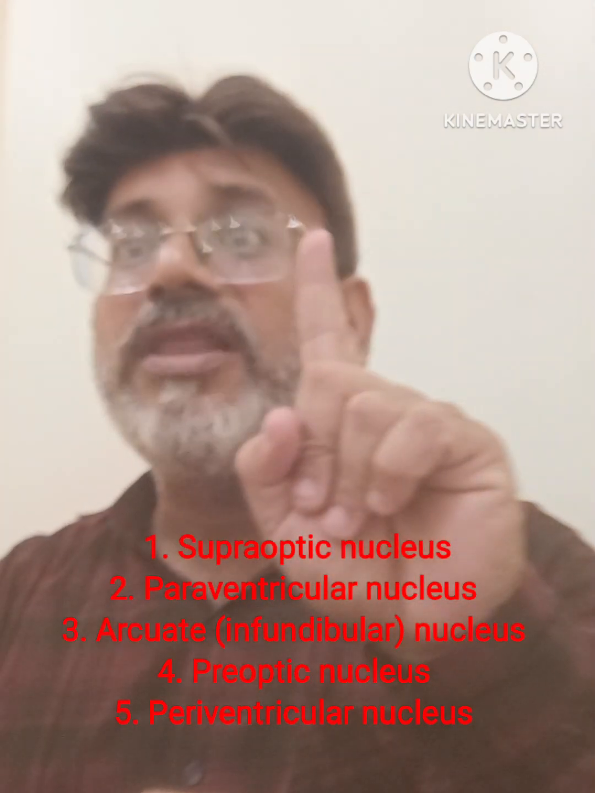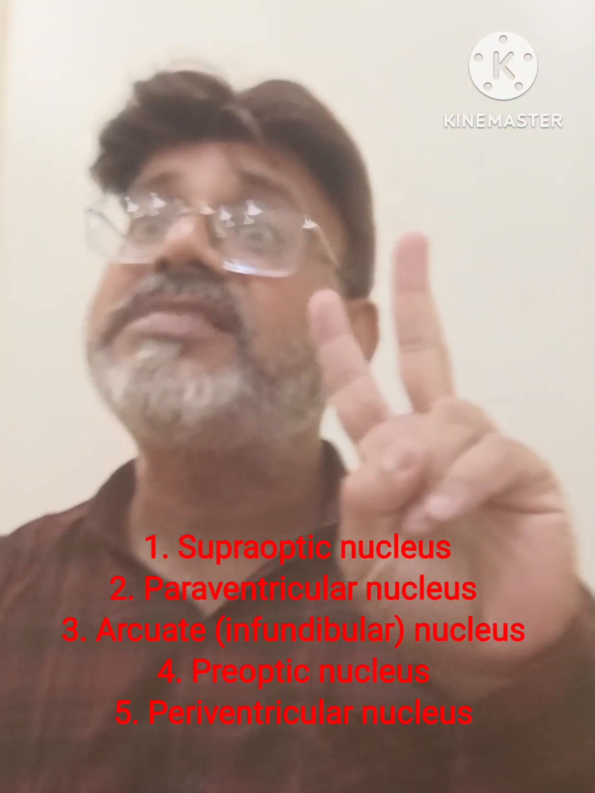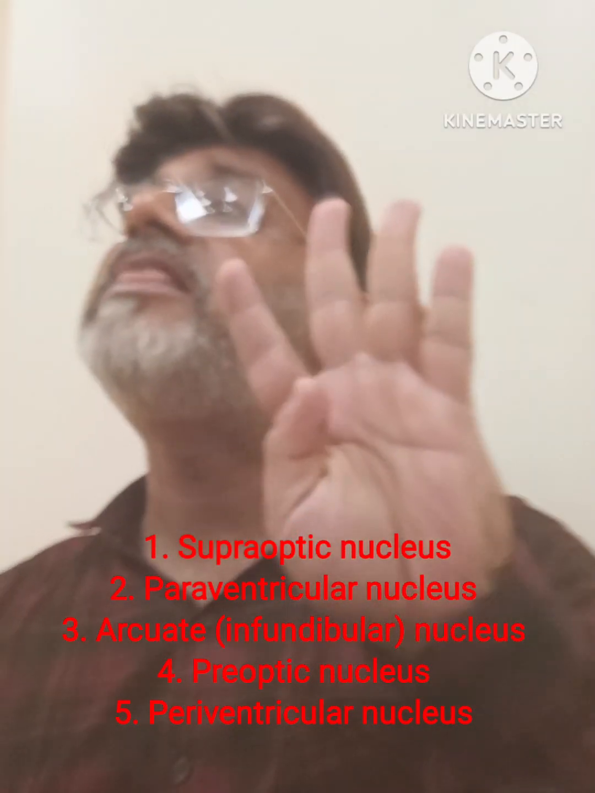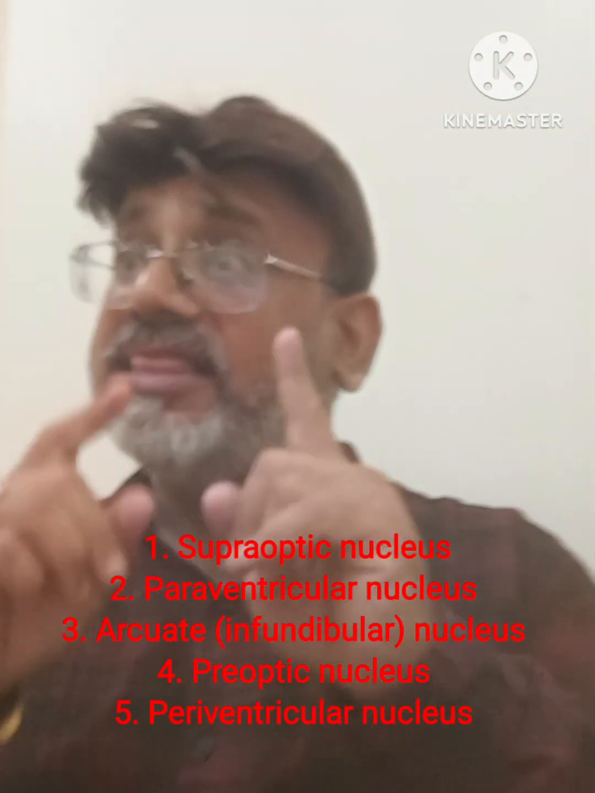Now, the toughest part of the hypothalamus. The most important hormone secreting nuclei of the hypothalamus are the supraoptic nucleus, paraventricular nucleus, arcuate nucleus, preoptic nucleus, and the periventricular nucleus. This periventricular nucleus should not be confused with the paraventricular nucleus. Periventricular nucleus and paraventricular nucleus are not the same.